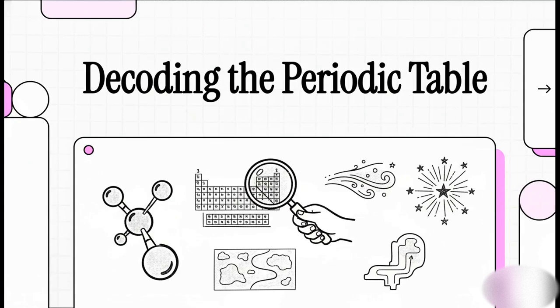Hey everyone, and welcome. Today we are diving into one of the most iconic charts in all of science. It might just look like a bunch of boxes with letters, but the periodic table is actually the ultimate map to, well, everything in the universe, from the air you're breathing right now to the most distant stars. So let's get into it and start decoding this thing.